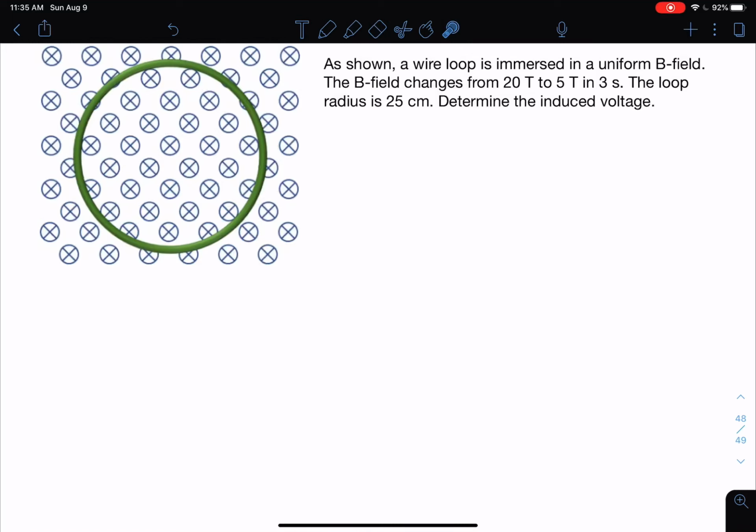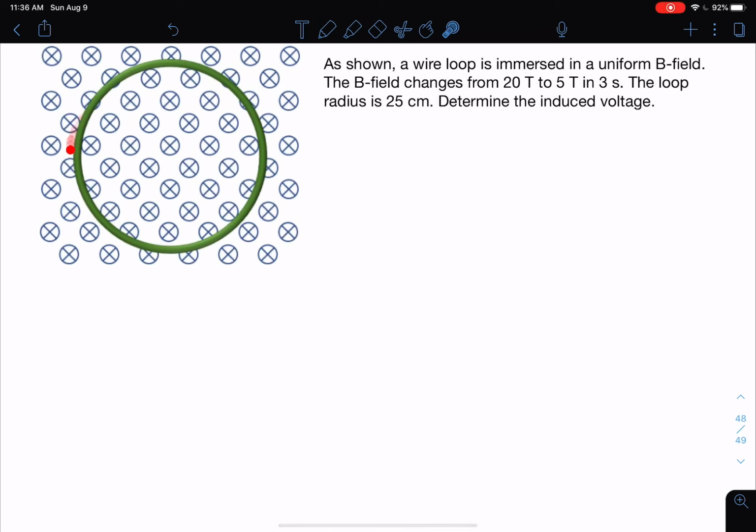As shown, a wire loop is immersed in a uniform B field. The B field changes from 20 Tesla to 5 Tesla in 3 seconds. The loop radius is 25 centimeters. Determine the induced voltage.